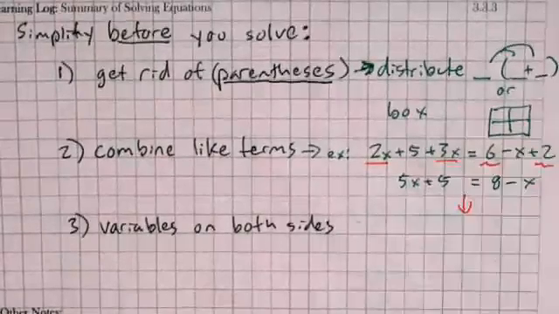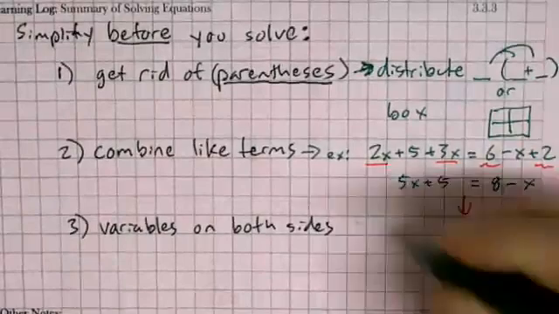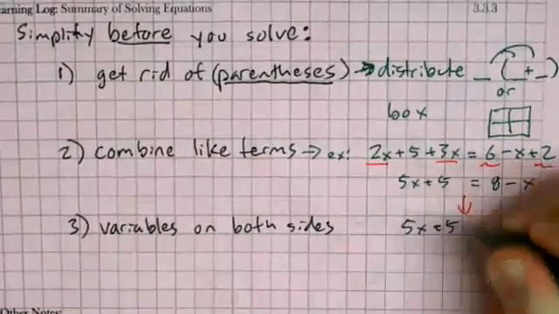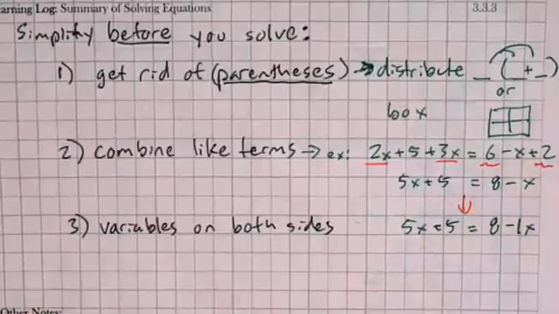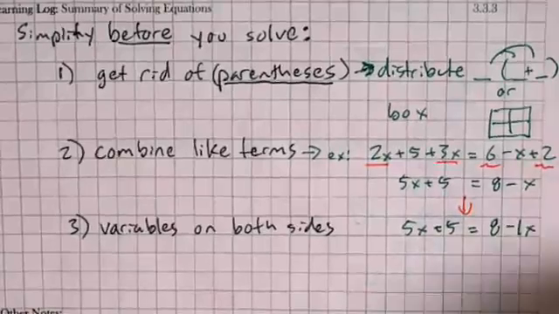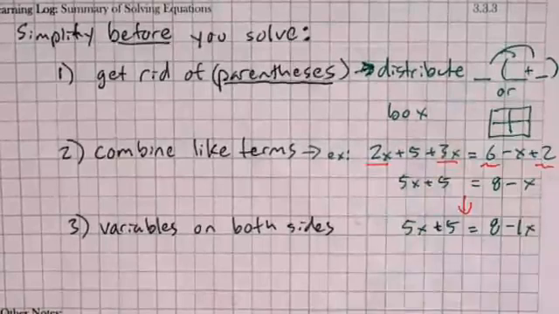So we could use this as our example right here. If you had 5x plus 5 equals 8 minus 1x, there are variables on both sides. You can't solve an equation. You can't get a variable by itself if there's variables in 2 places. You've got to deal with them. And you want to deal with that before you start solving, before you start adding and subtracting numbers from both sides. You want to deal with your variables.